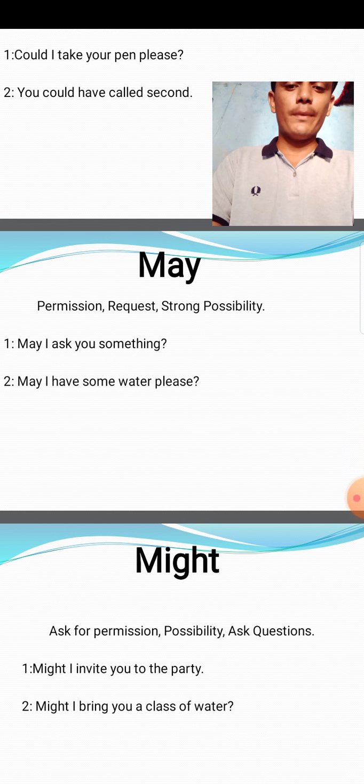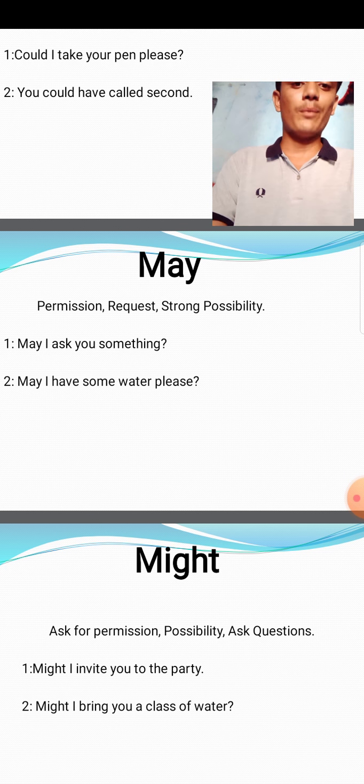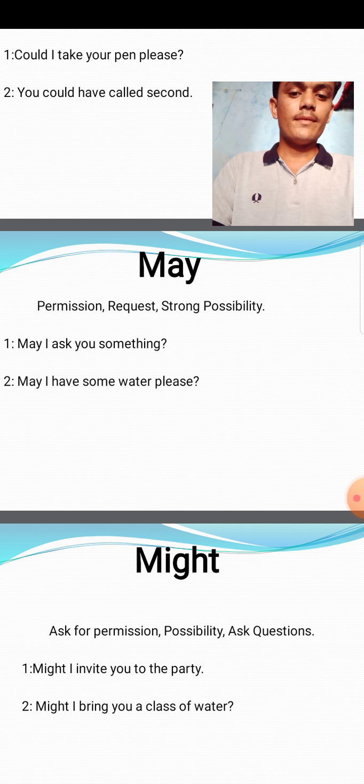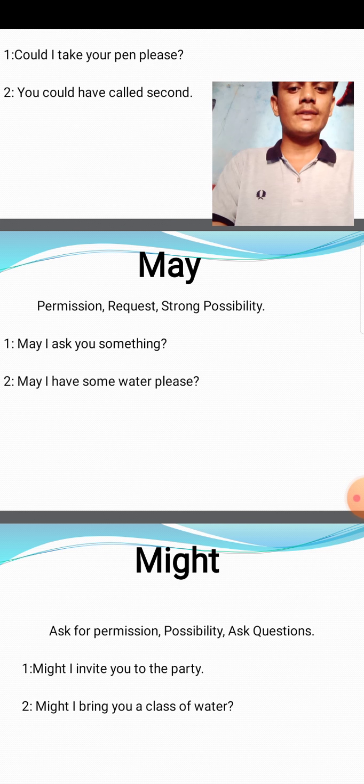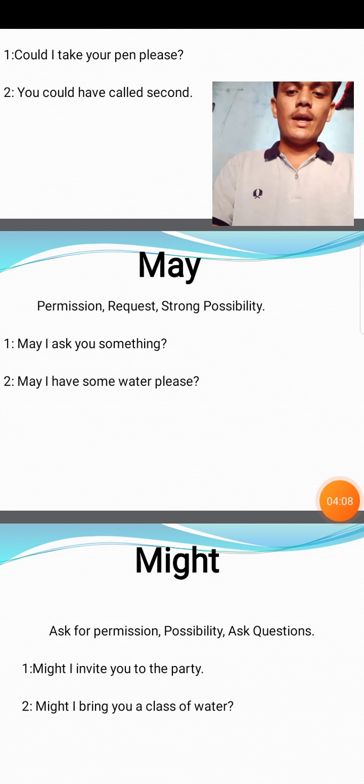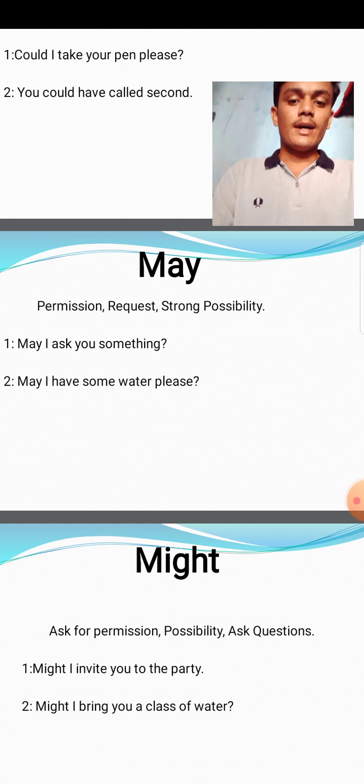The number 3 is may. May shows permission, request, strong possibility. Let's look at the example: may I ask you something? Number 2: may I have some water please? These are some examples of may.